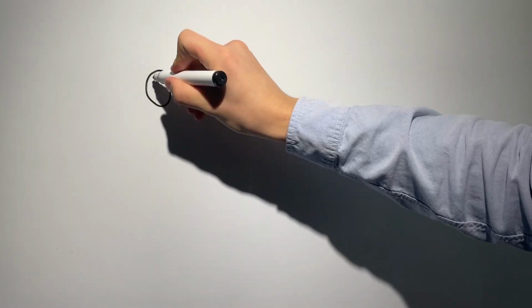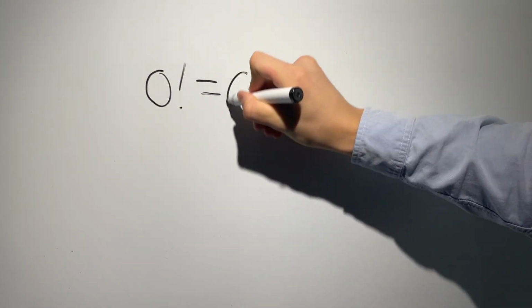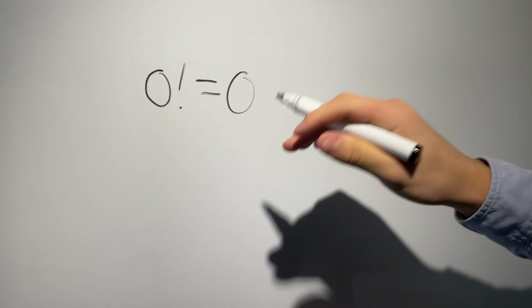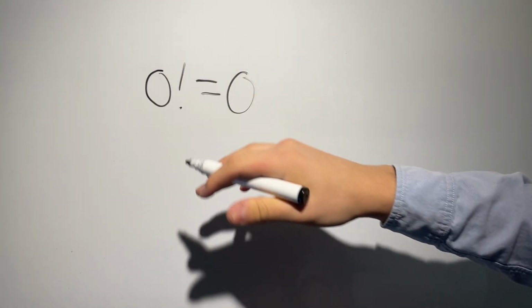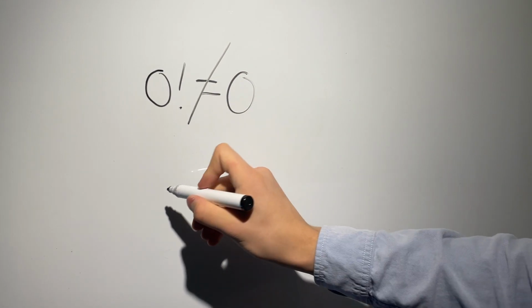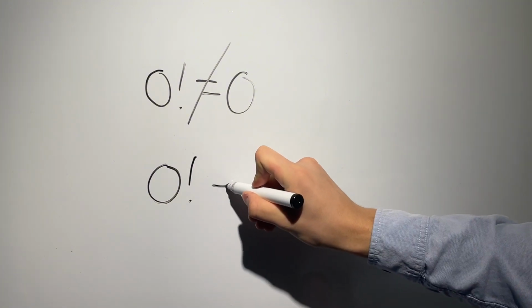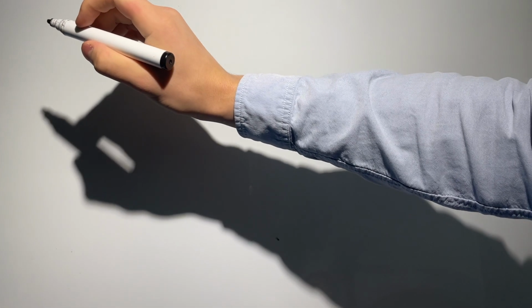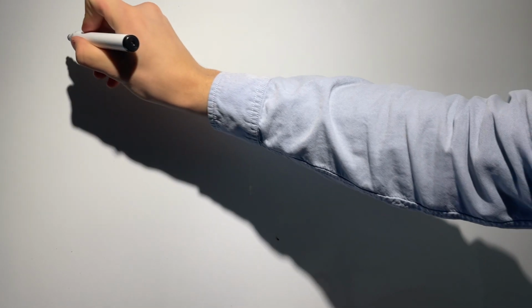So you would think 0 factorial equals 0. Seems like a good guess, right? But here's the twist. 0 factorial does not equal 0. Instead, 0 factorial equals 1. Now, let's break it down.